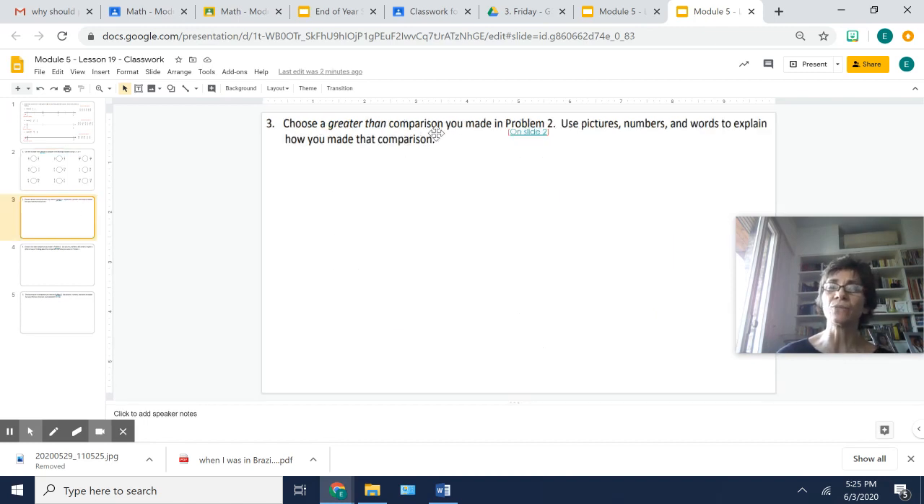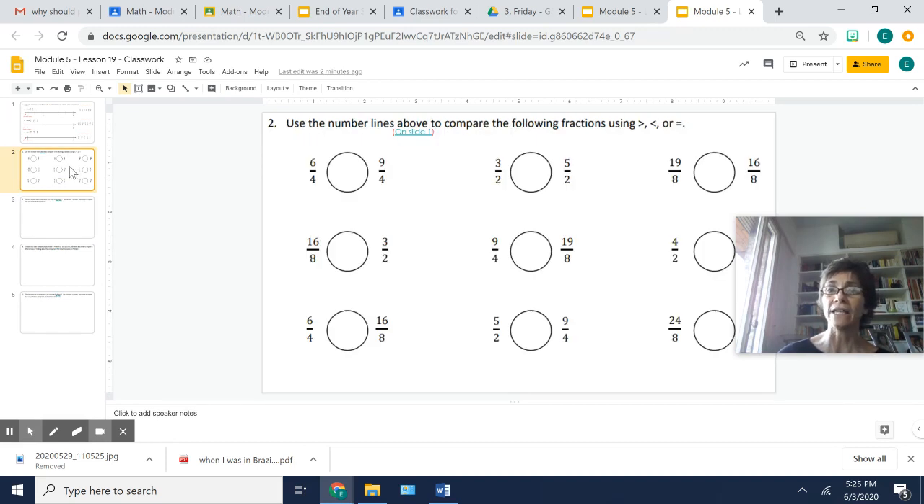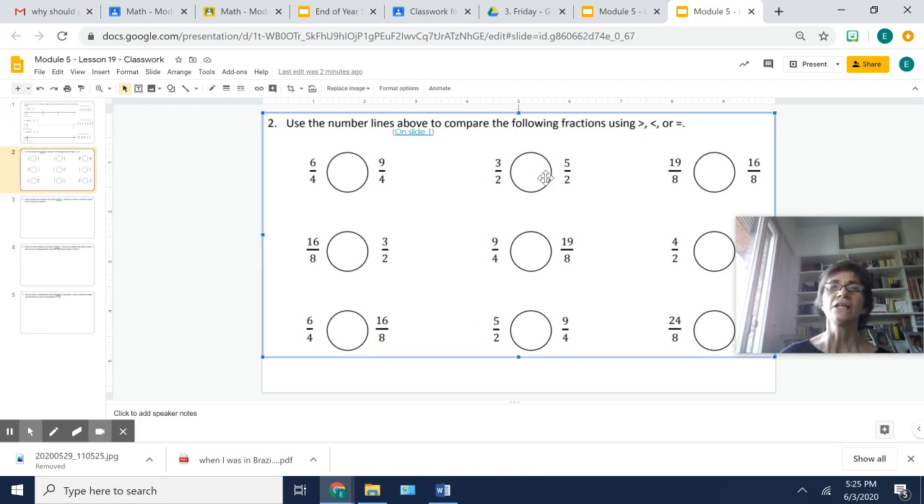And then on these last 3 slides, what are you going to do? Choose a greater than comparison that you made in problem 2. So you're going to go back to slide 2, and because you're using greater than, less than, or equals, you're using these signs, and you're going to put them in these circles. Okay, I'm not sure if you can grab them. No, you can't.